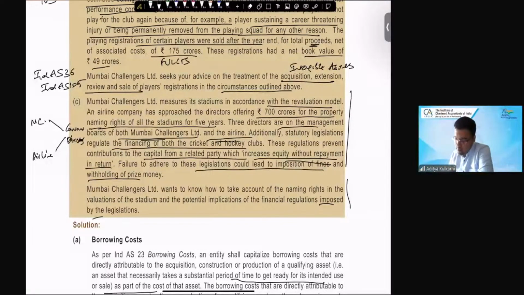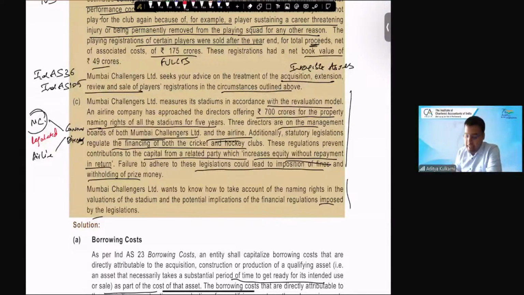Additionally, statutory legislations regulate the financing of both the cricket and hockey clubs. These regulations prevent contribution to the capital from a related party, which increases equity without repayment in return. Now, the airline company wants to pay 700 crores to the club for naming rights. Both of them have common directors. This club is regulated, meaning it is under regulatory scrutiny.